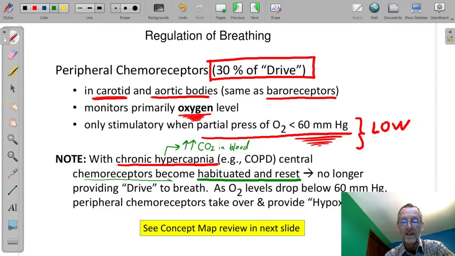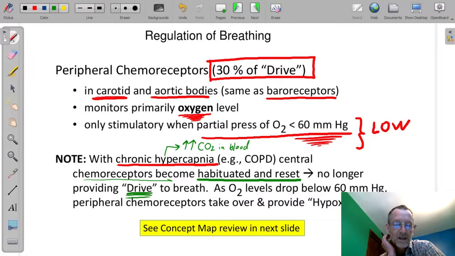So we have elevated CO2, right, from COPD. It's in the CSF for a prolonged period of time, and those central chemoreceptors sort of shut down. They become habituated. They're no longer stimulated. So they're no longer providing the drive. Remember, they're accounting for 70% of the drive. Well, they are shut down and turned off.